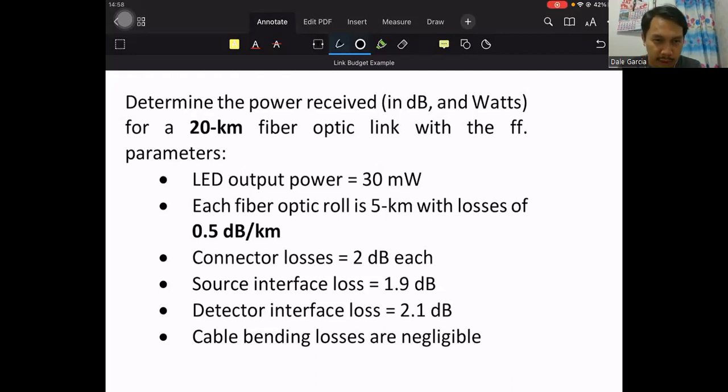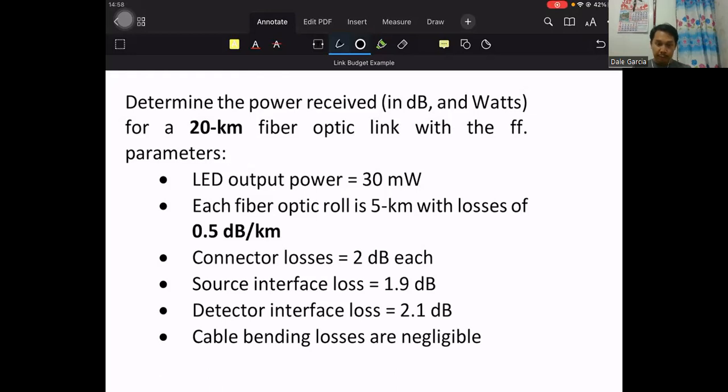Compare this to our Corning. Our example is lossier, since Corning is 0.3. So it is 0.5 here. Connector loss is 2 dB each. Source interface loss is 1.9, which is big. Detector interface is 2.1. Cable bending losses are negligible in this example. Here we will use the connector losses in this example.